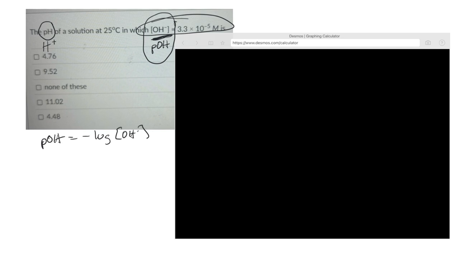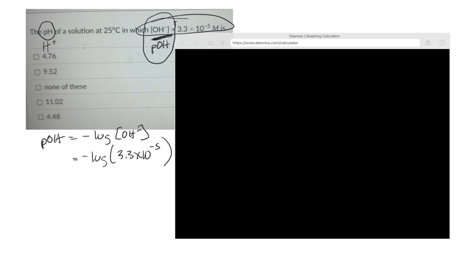All right, in this question, you're given the hydroxide ion concentration, and you're asked to find the pH. Those don't match. Hydroxide matches with pOH, and pH matches with hydrogen ion. So maybe we'll have to figure out the pOH first, and then figure out the pH. So the pOH is equal to negative log of the hydroxide ion concentration. So it's negative log of 3.3 times 10 to the minus 5.